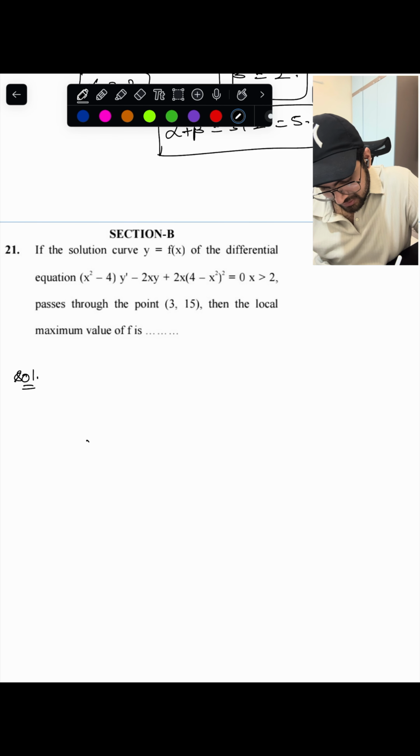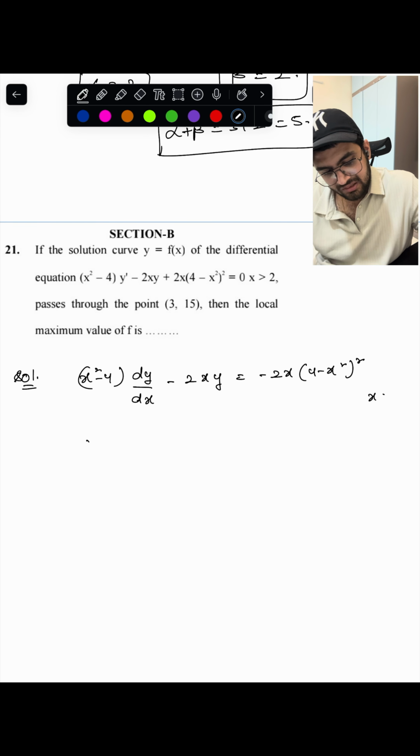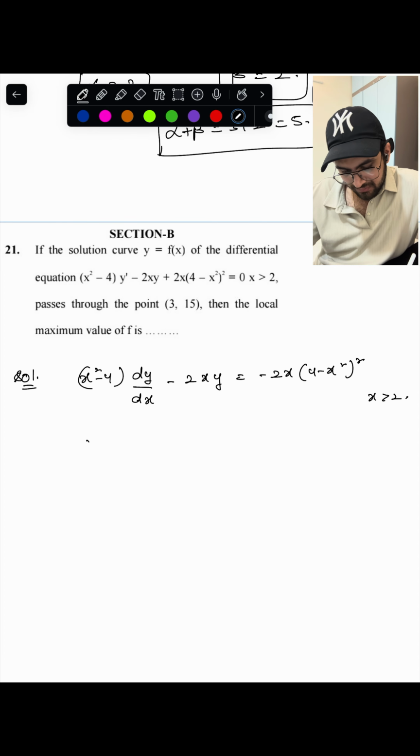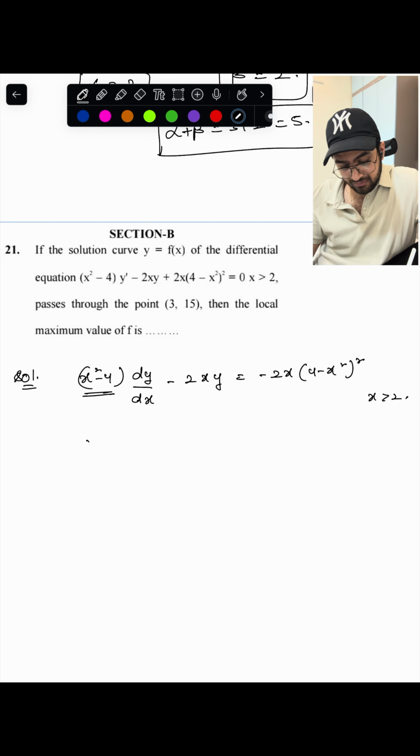So given is (x² − 4) into y dash, meaning I will write dy/dx. So it's a simple differential equation. I can take this term to the other side: minus 2x into (4 − x²)² equals 0. Sorry, (4 − x²)², and x is greater than 2 is given. So what I will do is, I have the extra term x² − 4, so I will divide by x² − 4 here.